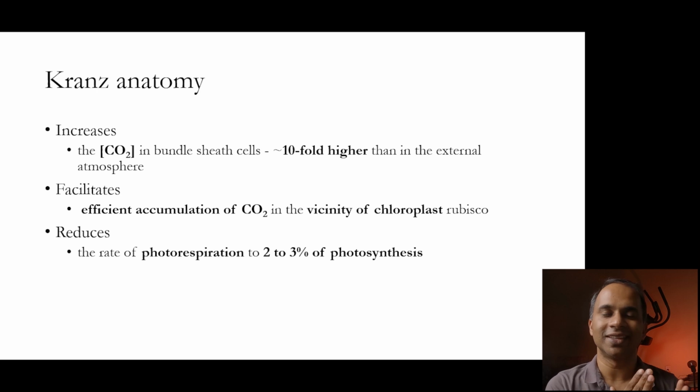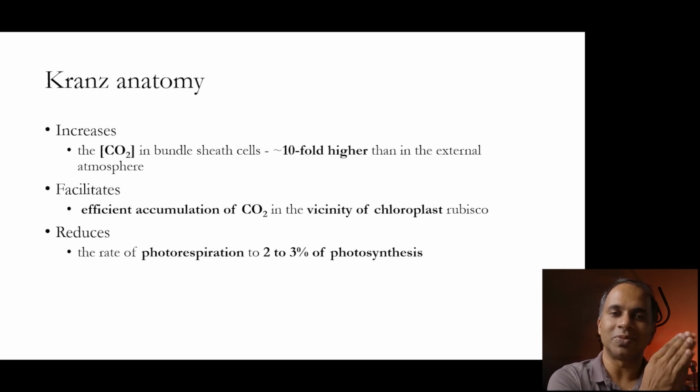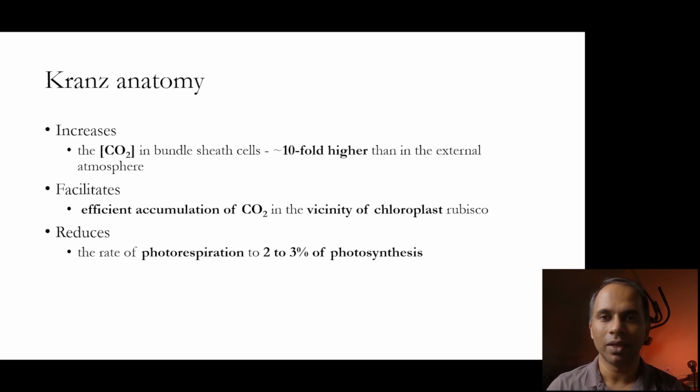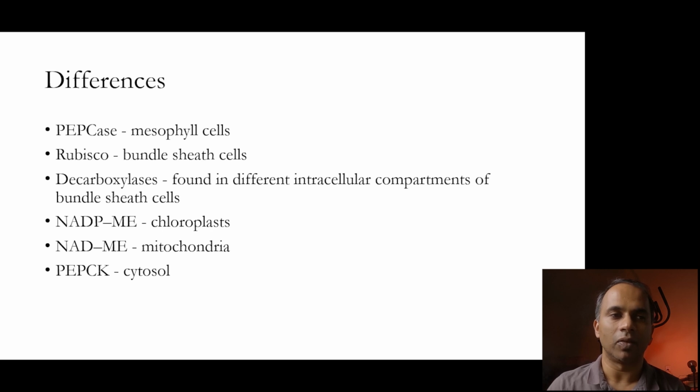Okay, so therefore, see, plants experienced a problem, and then plants came up with the solution with the beauty of evolution. Okay, so if you compare the differences between C3 and C4, there are a bunch of differences. One is PEP carboxylase is located in the mesophyll cells. Rubisco is located in bundle sheath cells. And if you think about the decarboxylases, they are found in different intracellular compartments of our bundle sheath cells.